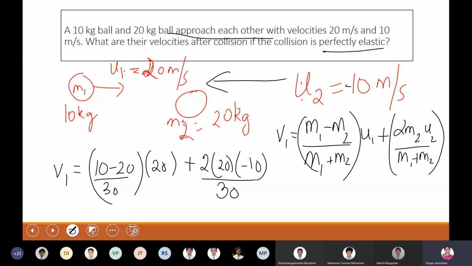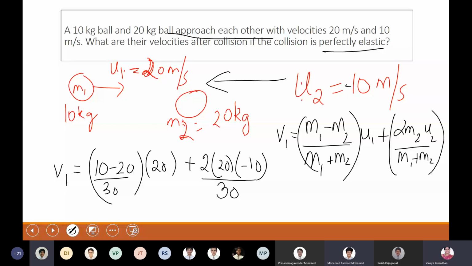But did you take into consideration the negative sign? Yes, ma'am, I took U2 as negative. Even others are getting the same value? Yes, ma'am, minus 20. Which means in which direction will your M1 move? Ma'am, the opposite direction. Before collision it is going right, after collision it goes left.